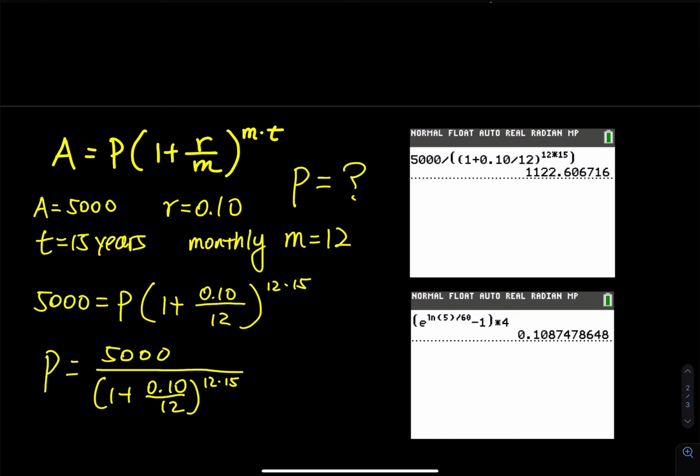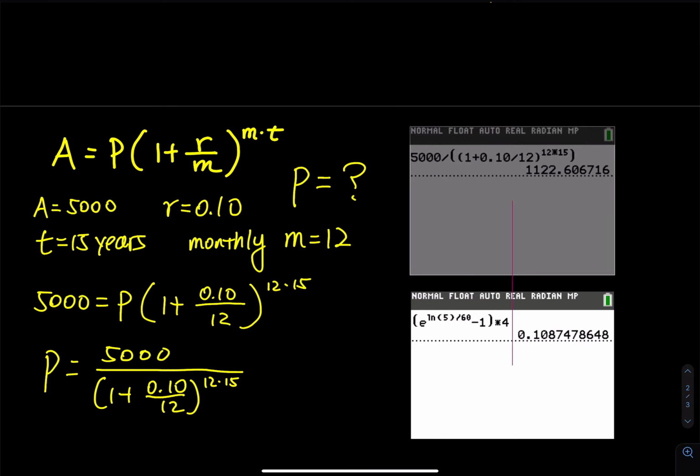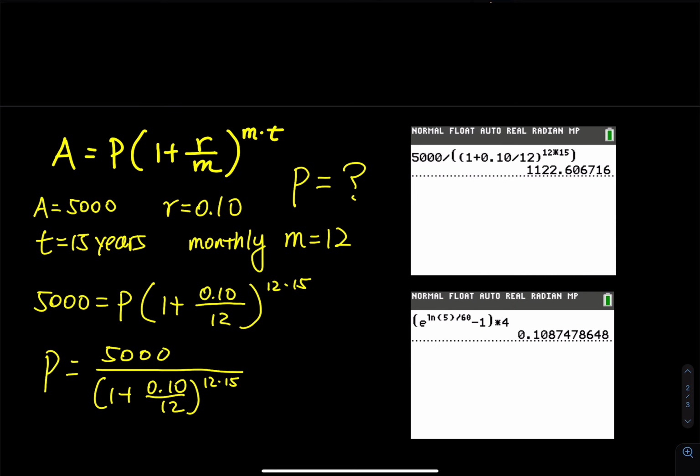Do you see the first screenshot right over here? I would like to do this in one line because I don't want to do the denominator first, round, and then take the 5,000 divided by the rounded-off number. That will just make the number less accurate. So I would like to do everything in one line. One lesson that I want you to learn is how to type this on your calculator correctly.